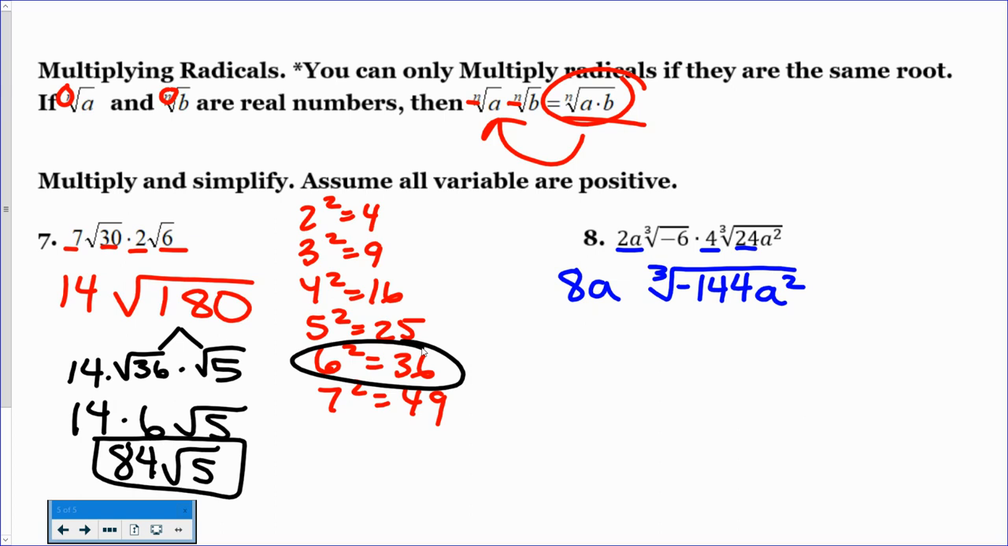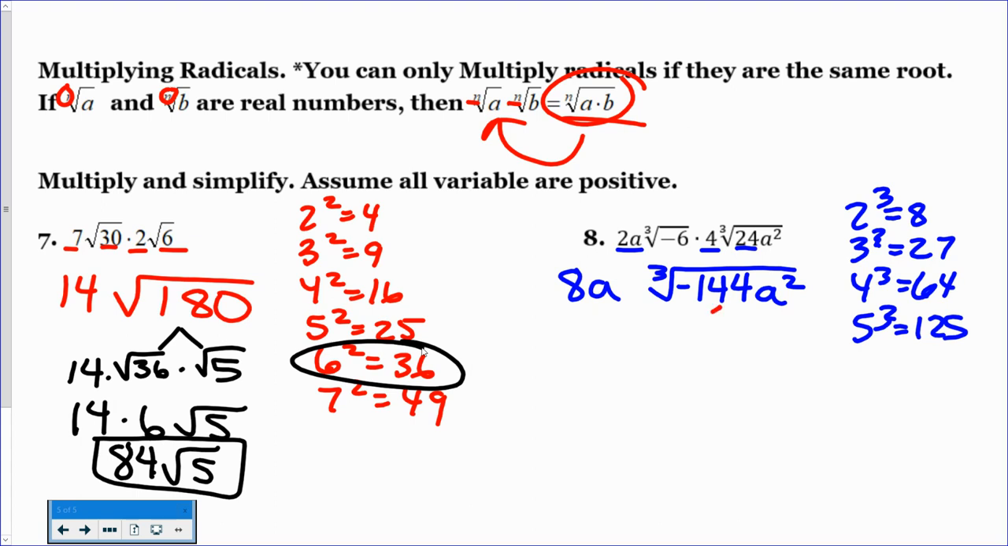All right, so I'm looking for perfect cubes. So look back at some of your perfect cubes. I'll throw mine up here again. So 8, 27, 64, 125 would be some options. So when you start doing this, you're going to find out 8 divides it 18 times. So I'm going to use 8 and 18.